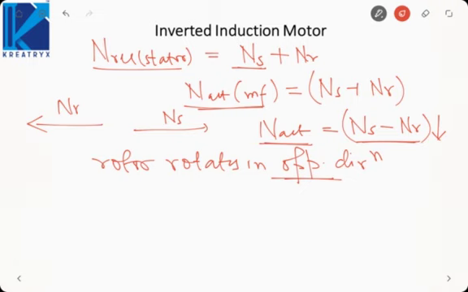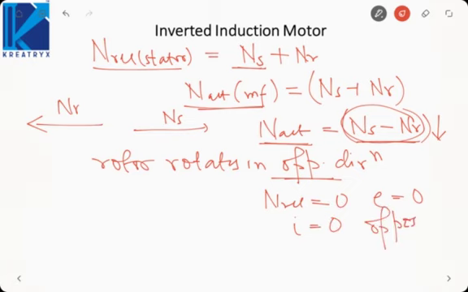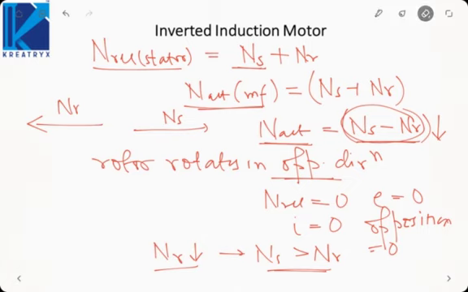Again, if the rotor starts rotating at synchronous speed, then the relative speed will go to 0. If the relative speed goes to 0, then EMF goes to 0, current goes to 0, and the opposition also goes to 0. Then the speed of the rotor starts decreasing and it is brought below the synchronous speed. So here also the rotor speed will always be less than the synchronous speed. Okay. So here I will define.